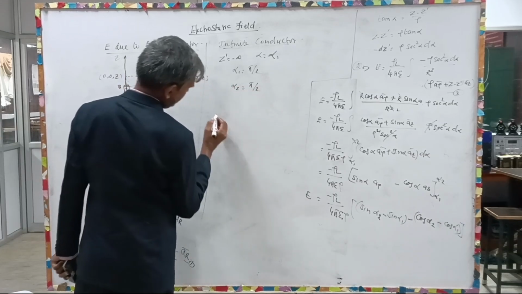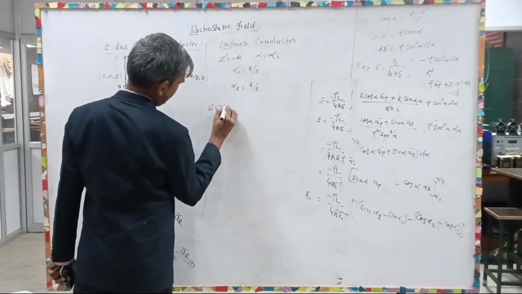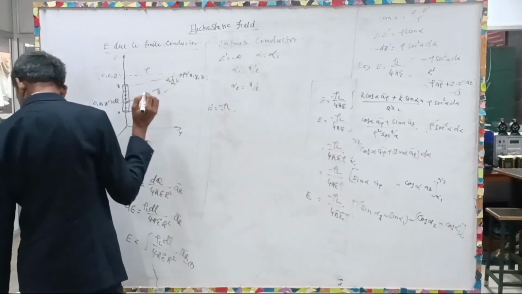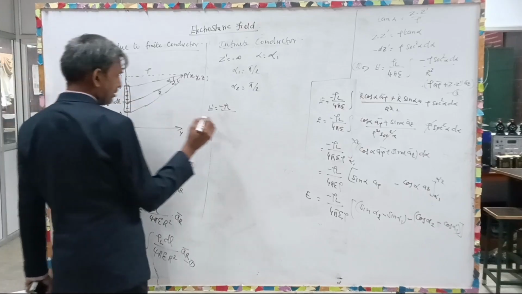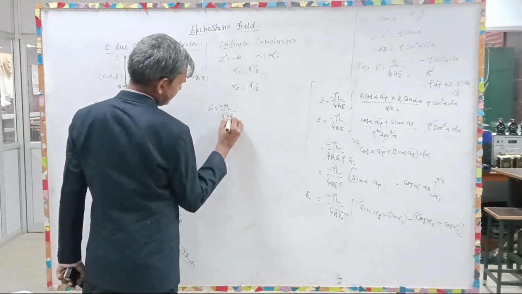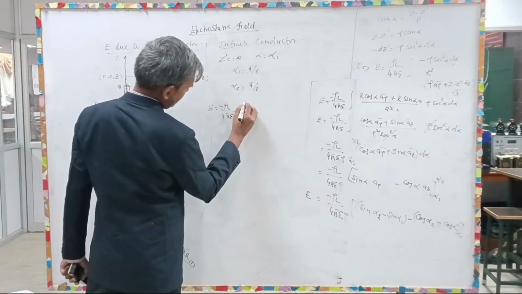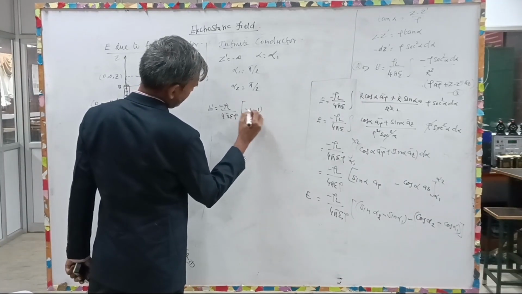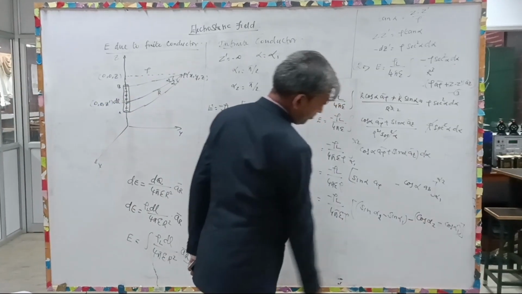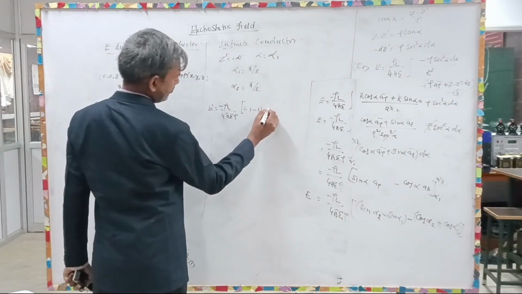We can substitute here, so E is equal to minus rho L divided by 4 pi epsilon into rho, minus 1. The cos term will be 0.